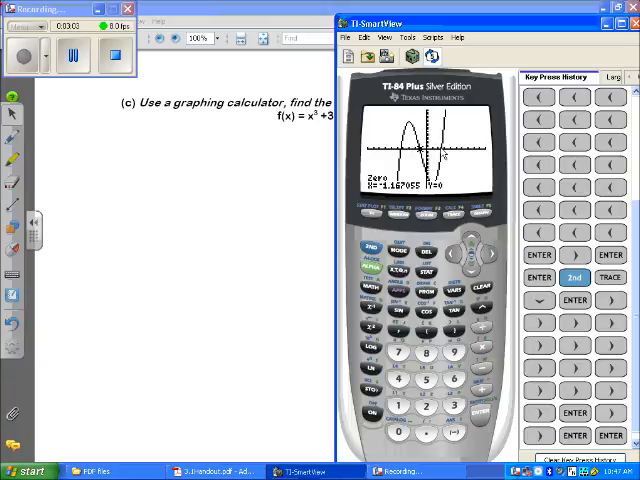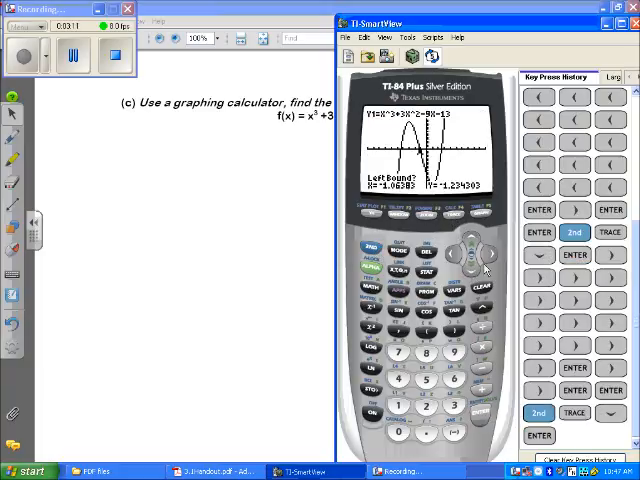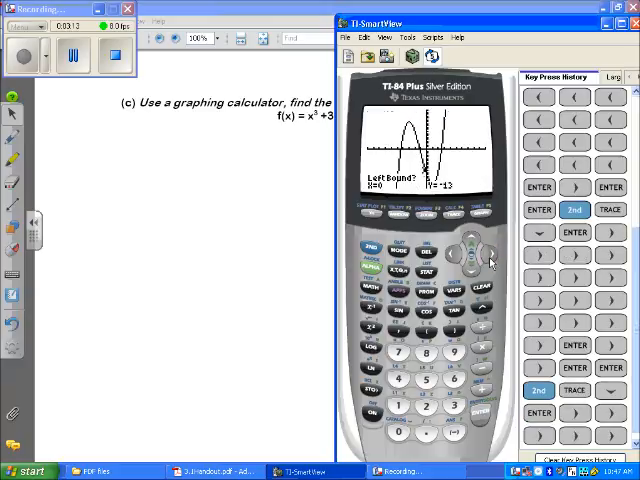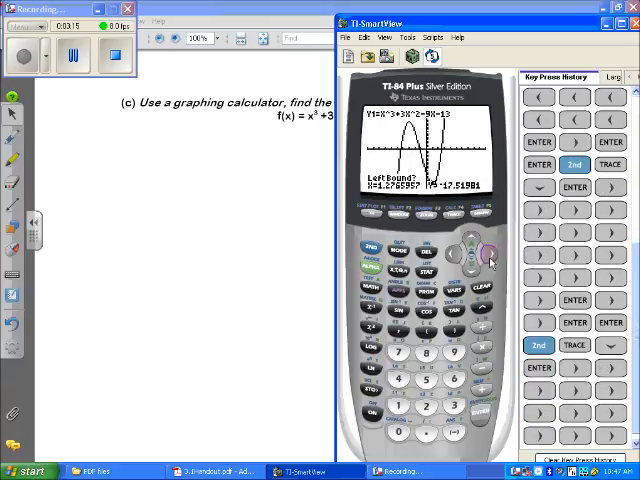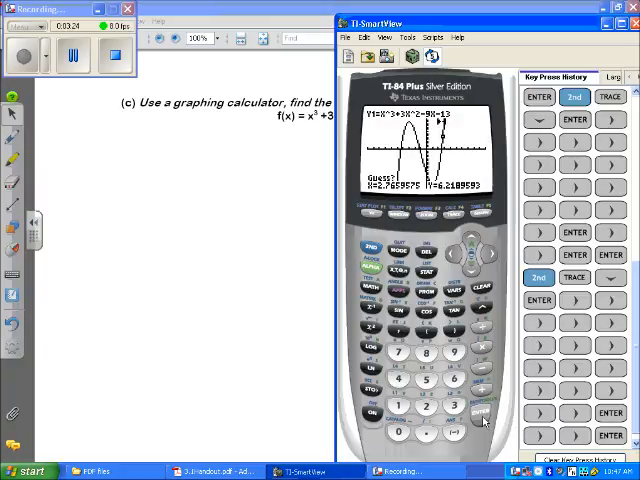Finally, I want to find this third zero, which is a positive number. I do the same thing. I hit second calc zero. I go to the left of the zero, hit enter. To the right of the zero, hit enter. And then guess, hit enter one more time. And there's my third zero.